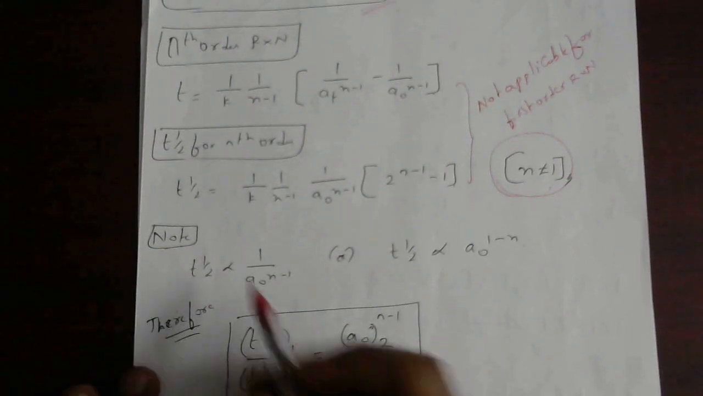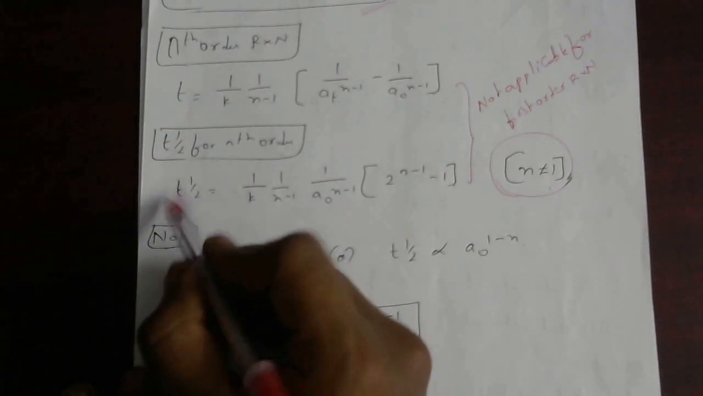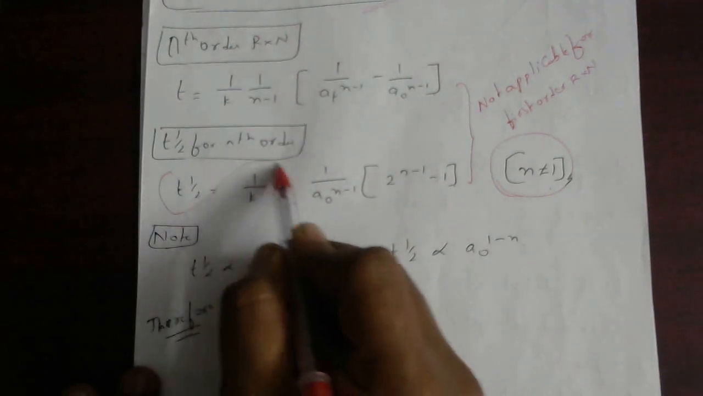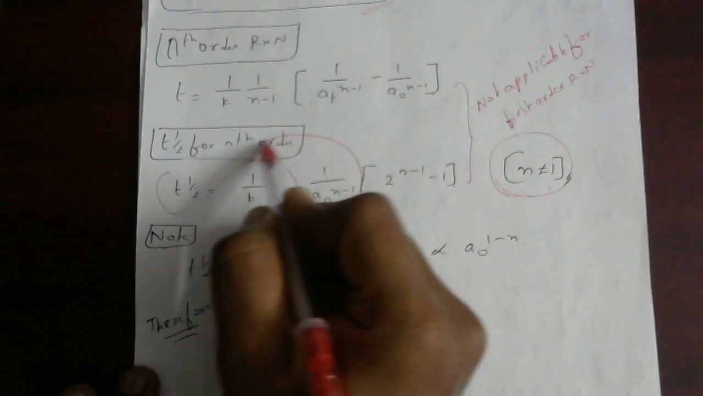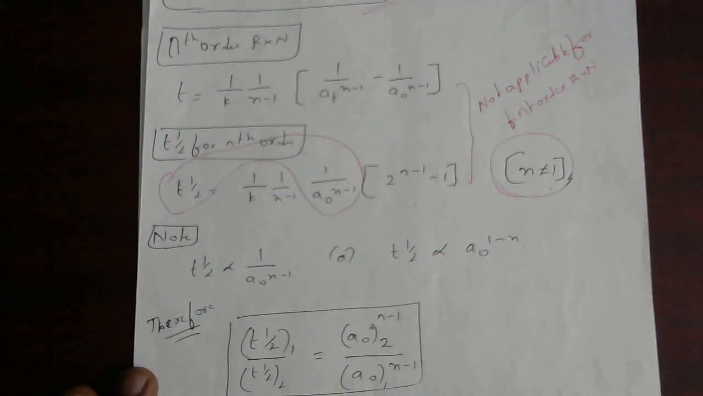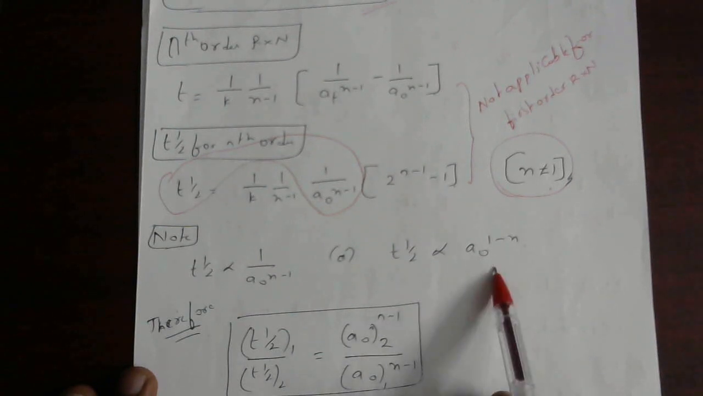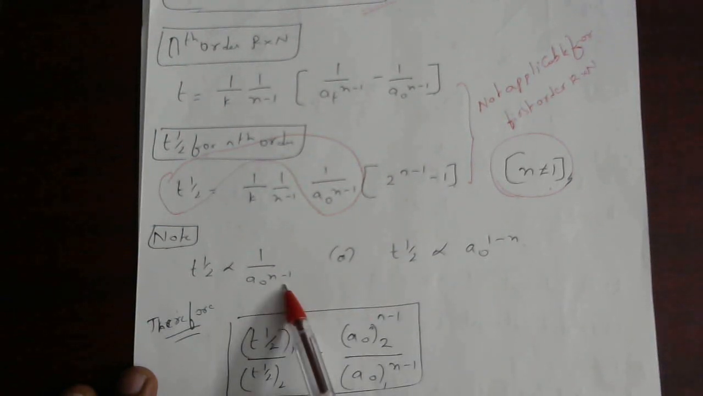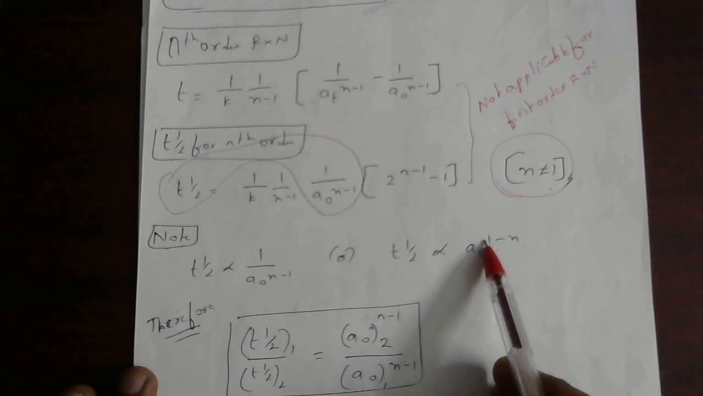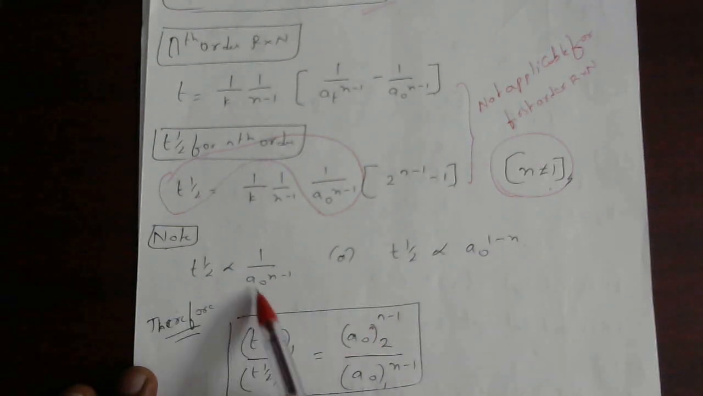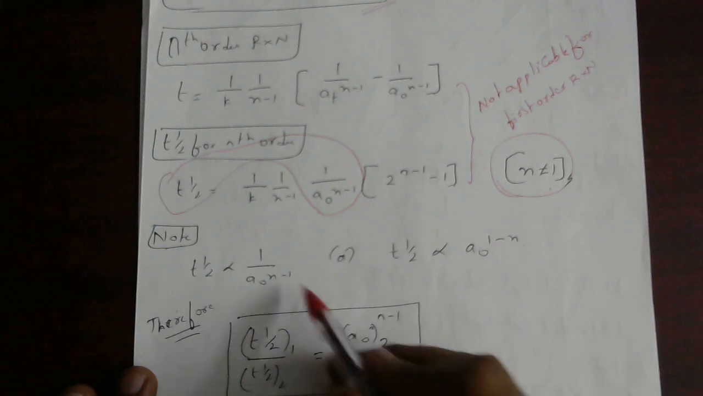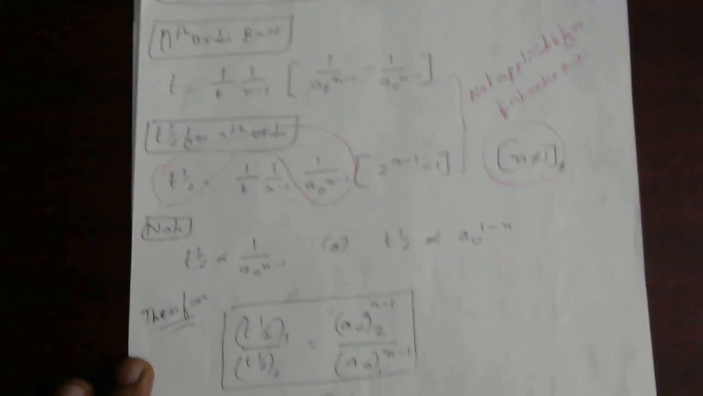So T half we got for nth order, this is very, very important guys, very, very important statement. T half, did you observe here? T half equal to 1 divided by A naught to the power n minus 1. I have taken the same thing here, or I can also write this one. Okay, n minus 1, if it goes to the numerator, 1 minus n. Okay, let me go with respect to this particular formula.